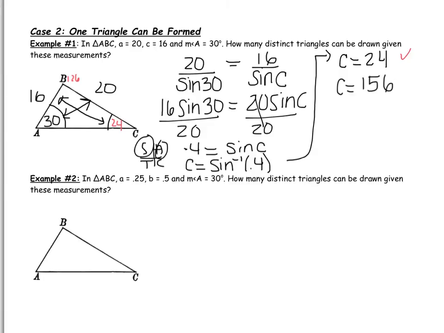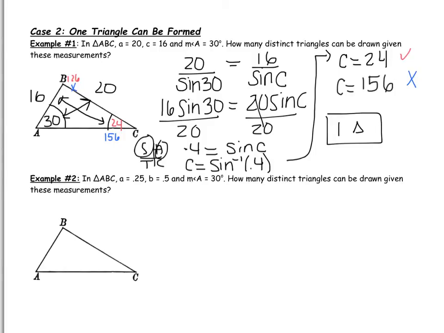Now let's try C being 156. So if C is 156, we have 156 and the 30. So add 156 in the calculator plus 30. You get 186. That means there's going to be no triangle or no angle that I can put for B. Why? Because 186 is over the allotted 180 for the triangle. So this one does not work. So how many triangles can I make? 1.